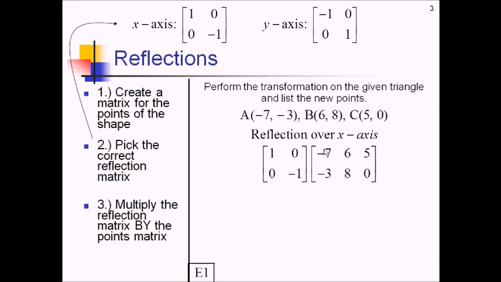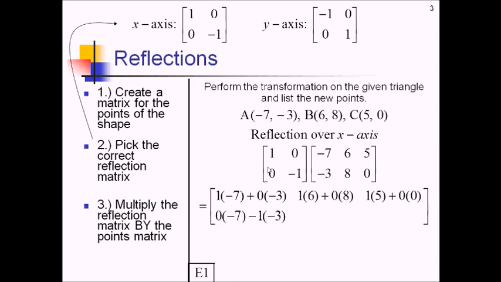So we've got 1 times -7 plus 0 times -3. That's row 1, column 1. Then we have row 1 times column 2. Row 1 times column 3. Row 2 times column 1. Row 2 times column 2, so 0 times 6 plus -1 times 8. And then row 2, column 3. Crunching those numbers, we've got -7, 6, 5, 3, -8, and 0.